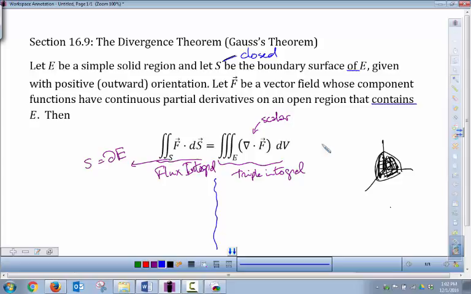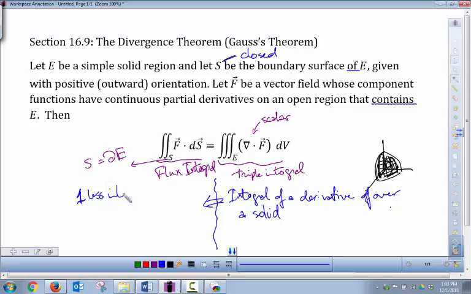But when we're talking about this in terms of trying to relate it to all the stuff that we've been working on, you can say the integral of a derivative over a solid is equal to one less integral of the original function over the boundary.